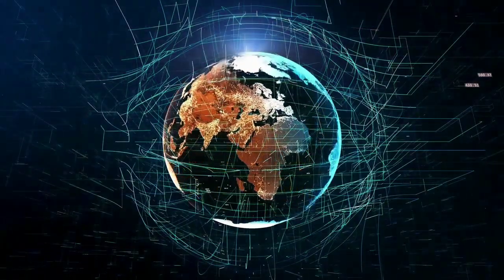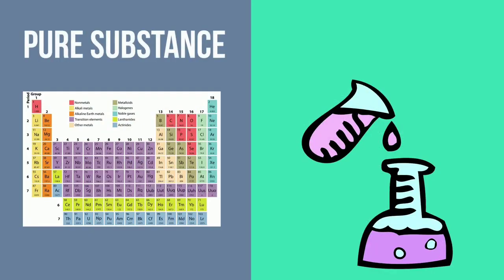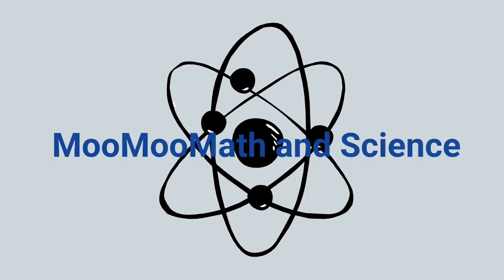Matter found on Earth can be classified as either a pure substance or a mixture. So let's take a look at the difference between these two. Welcome to Moo Moo Math and Science.